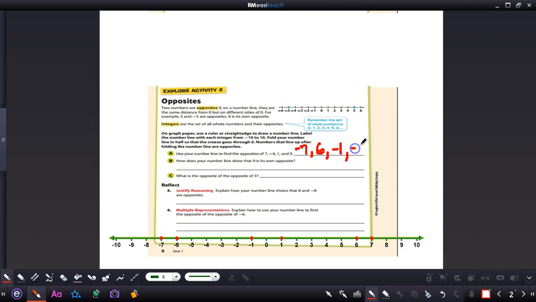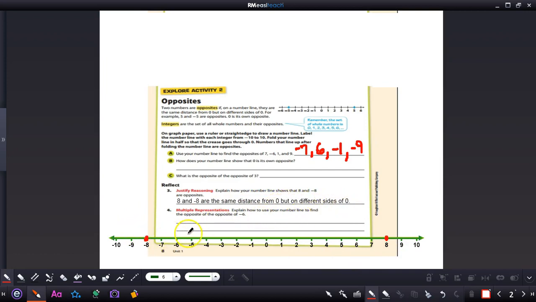And you should have -9 for your answer. Okay, let's take a look at number 3, and I want you to write this down in your Go Math book. It says explain how your number line shows that 8 and -8 are opposites. So you can see we have 8 and -8. They're the same distance from 0, but on different sides of 0.